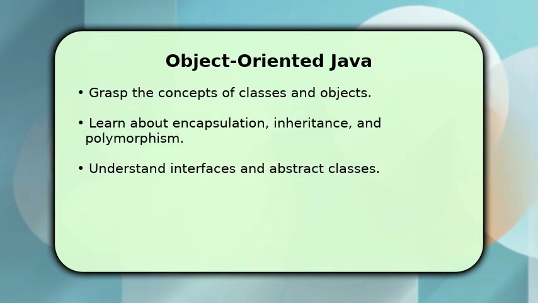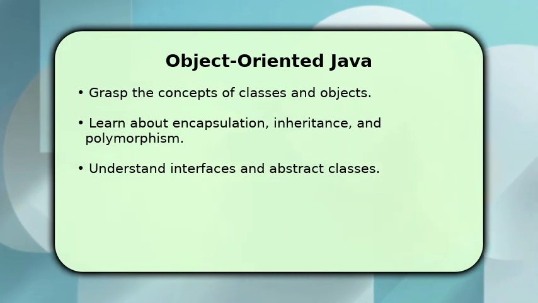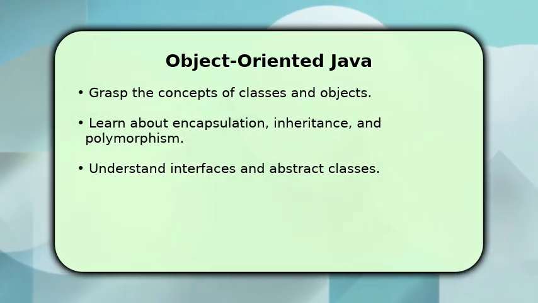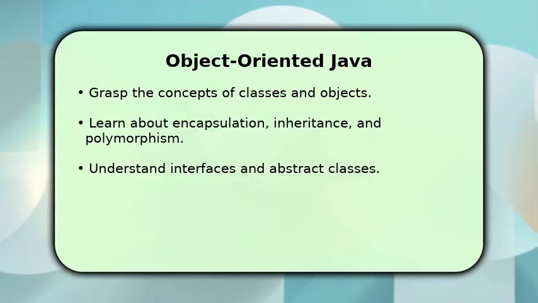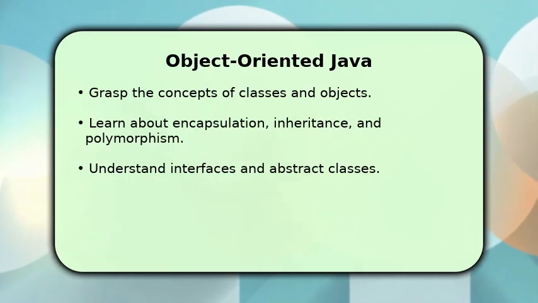Java is an object-oriented language, so understanding its principles is crucial. Start by grasping the core concepts of classes and objects, which are the building blocks of Java programs. Then, delve into the three main pillars of OOP: encapsulation, inheritance, and polymorphism.